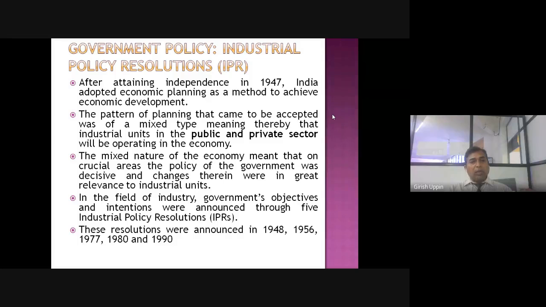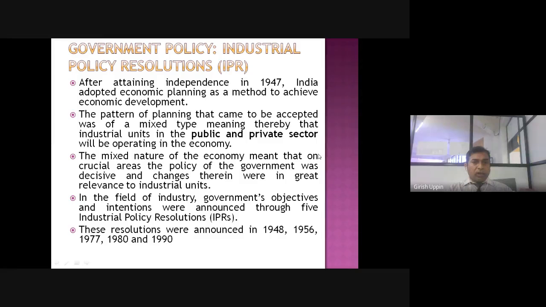Another example is the railway. Railway was predominantly a government agency. Now certain areas of the railways are being privatized. So they are allowing the private sector to operate on certain routes or certain departments of the railways. So slowly, as the government feels there is a need, it will keep on changing its policies, and accordingly it will allow the private sector.